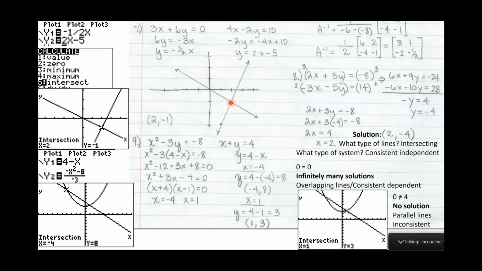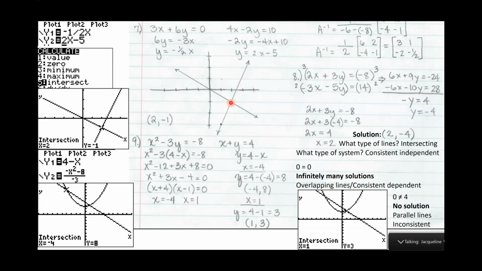Okay? So when it's intersecting, I'm just going to give the ordered pair for my solution. If it's infinitely many, don't say 0 equals 0. Say infinitely many solutions. All right? And then the type of lines, those are overlapping lines. And because we have a solution, it's consistent, but all of these depend on each other because they're all part of the same thing. And so it's consistent dependent.